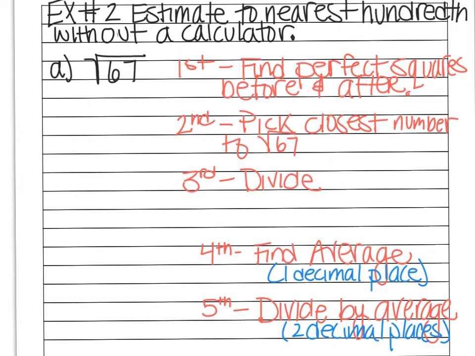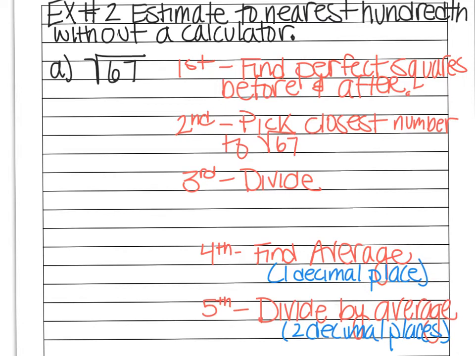Let's look at example number 2. It says estimate to the nearest hundredth without a calculator. So here it gives us the number 67. And since the square root of 67 is not a perfect square, we will have to estimate approximately what that square root is. So here's how you're going to do it. First, you want to find the perfect squares before and after 67.